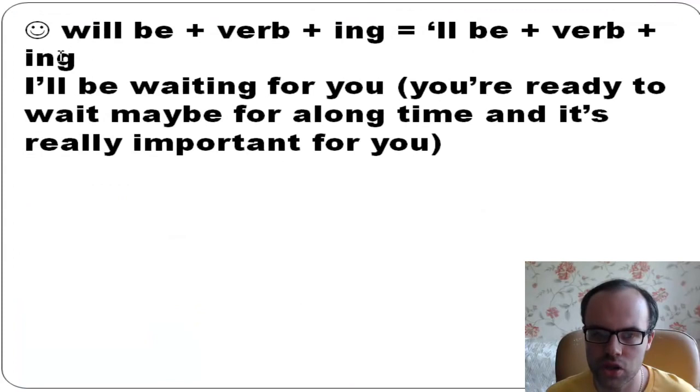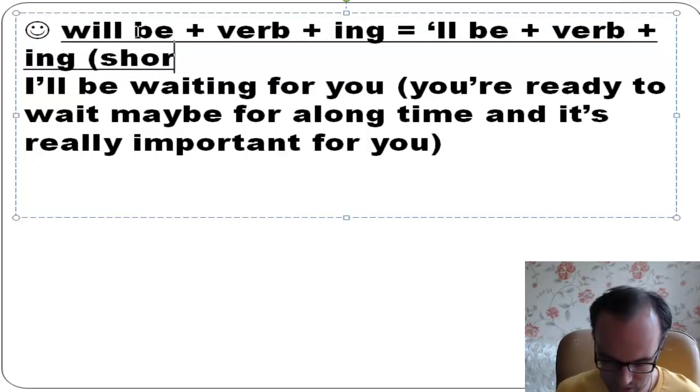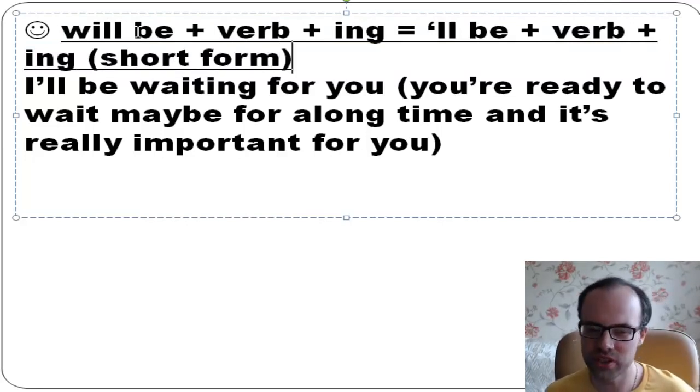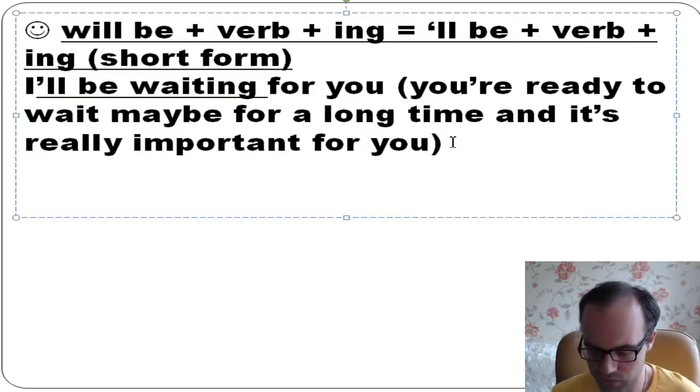So let's compare future simple and future continuous. Future simple is a short action in the future, and future continuous is a long action in the future. Please compare. I'll wait for you. It means maybe I'll wait a little, a bit. It isn't so important for you. And if we use future continuous, it's will be plus verb plus ing, or we can also use a short form. We often use it in spoken English. You can say, for example, I'll be waiting for you. It means that you're ready to wait maybe for a long time, and it's really important for you.